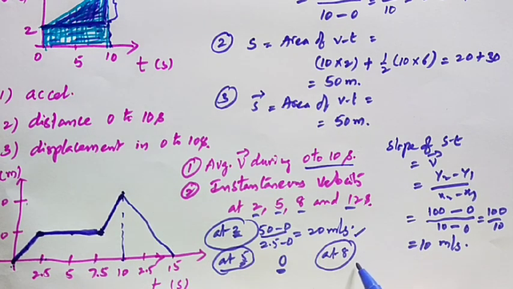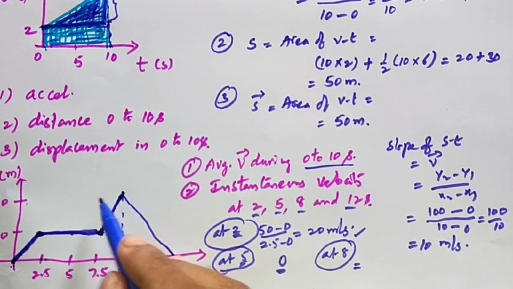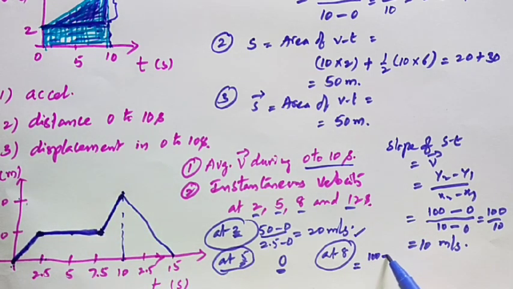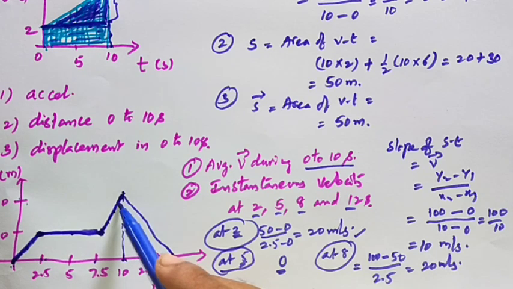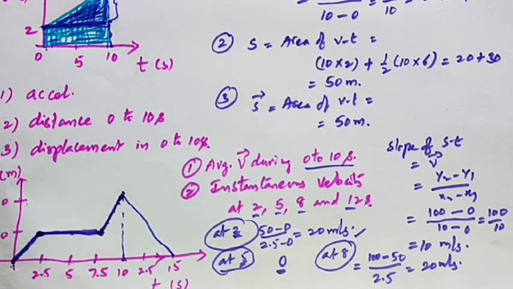So how? y2 minus y1 by x2 minus x1. So 100 minus 50 divided by 10 minus 7.5, that is 2.5. How much is the answer, sir? Yes, again 20 meters per second. Okay, now that means at 8 seconds, at 9 seconds, at 9.5 seconds, at 10 seconds, what is that? Yeah, very good.